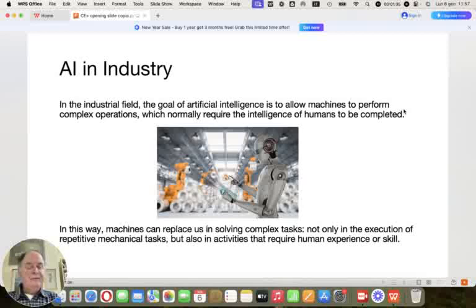In the industrial field, the goal of artificial intelligence is to allow machines to perform complex operations which normally require the intelligence of humans to be completed. In this way, machines can replace us in solving complex tasks, not only in the execution of repetitive mechanical tasks, but also in activities that require human experience or skill.